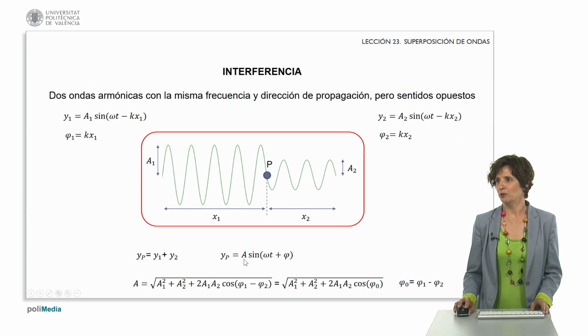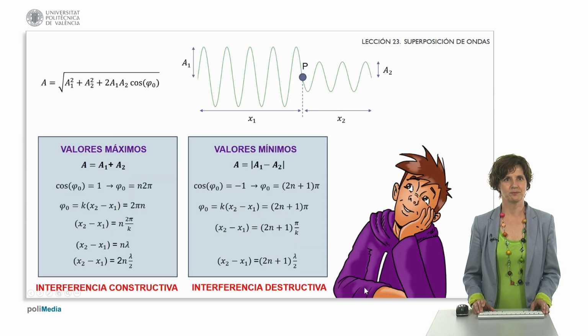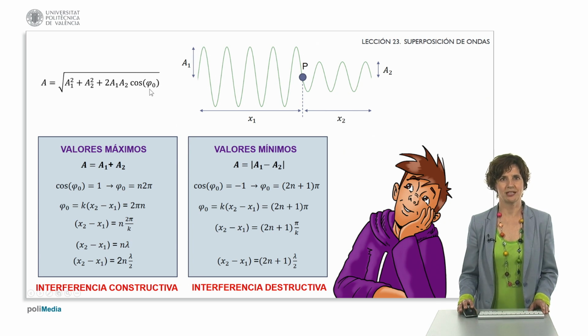With respect to its amplitude A, it is this square root that we see here, which depends on the cosine of phi sub 1 minus phi sub 2, which we will call phi sub 0. So, the amplitude of the resulting wave after interference will depend on the value of the cosine of phi sub 0. For example, it will be maximum when this cosine of phi sub 0 is 1.